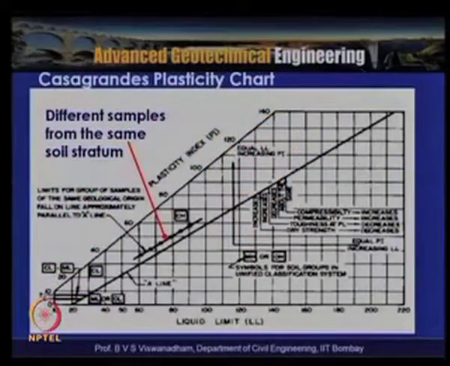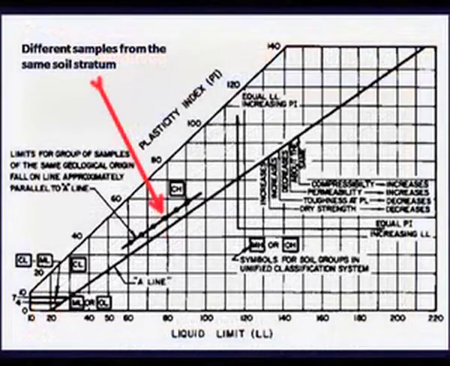In this particular chart, it indicates that different samples from the same soil stratum of the same geological origin fall above the A line. So the characteristics, whatever the geological origin, are identical. They fall here, and it shows that the compressibility increases and the permeability of the soil will be very low. This is another additional feature of the Casagrande chart. Soils from the same geological stratum fall approximately parallel to the A line.